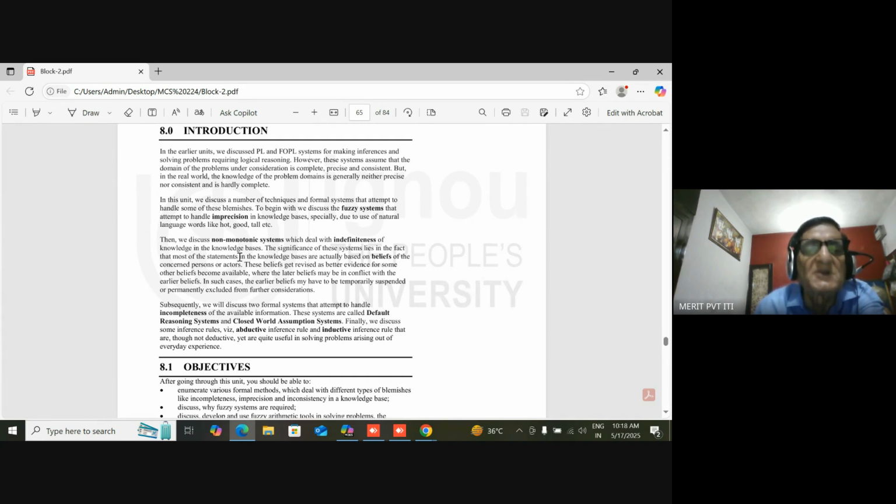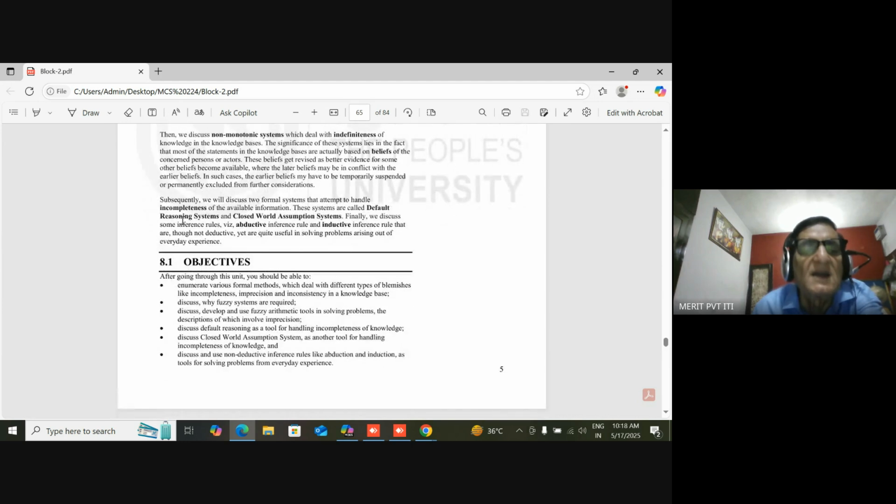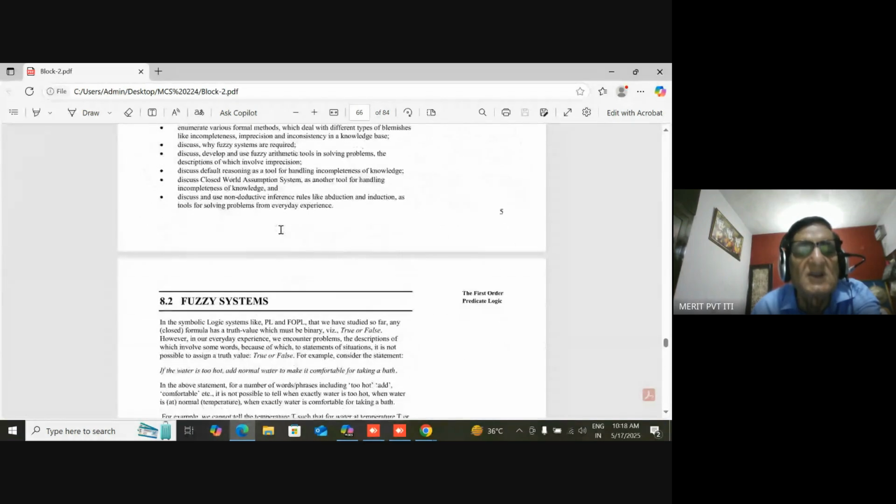So it handles imprecision in knowledge, especially due to the use of natural language words like hot, good, tall, etc. Non-monotonic systems deal with indefiniteness of knowledge and all that. So it is based on the belief of the concerned system. Incompleteness, reasoning systems, and classical closed world assumption systems, all these things.